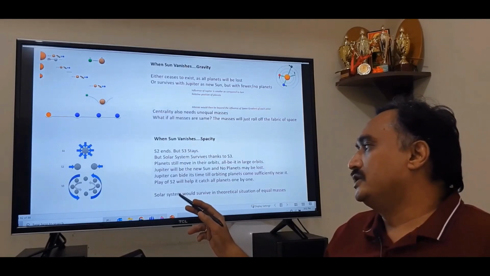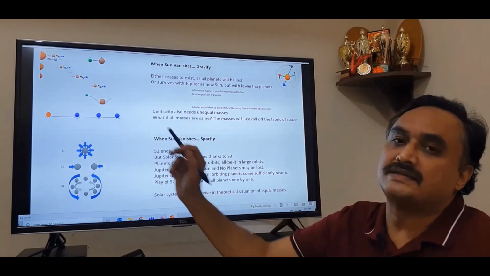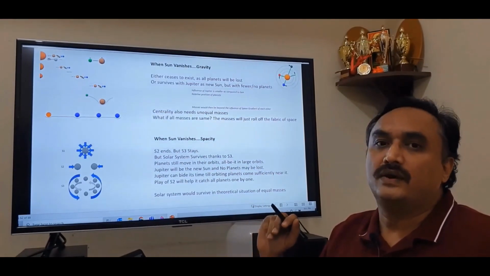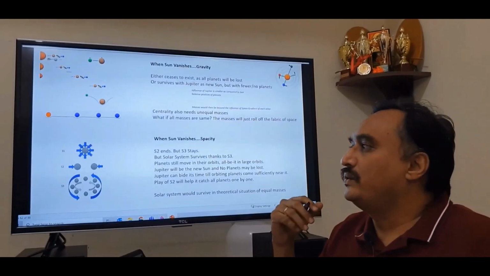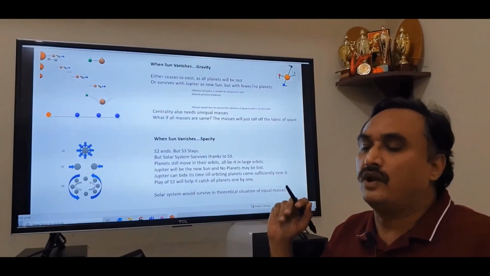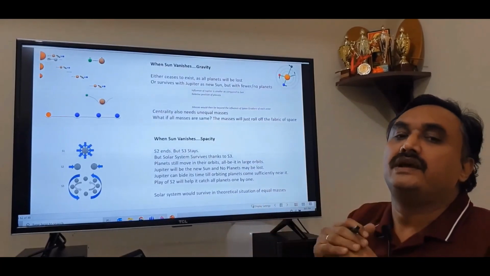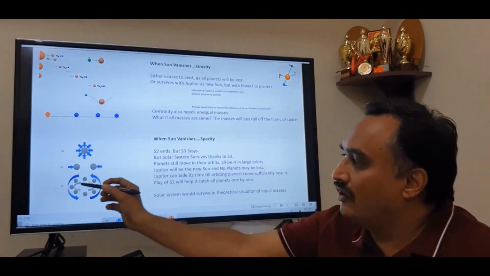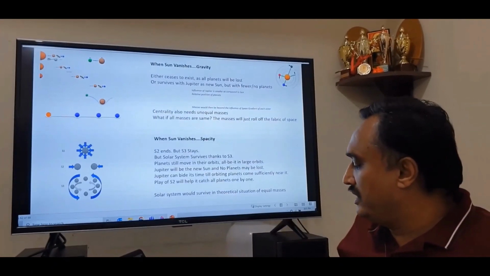And the solar system would survive even if these masses are of equal weight, because S3 does not differentiate whether the masses are equal or not. The mandate of spacity is to keep the system in position, and hence all these planets would still be going around in orbits, albeit larger orbits.